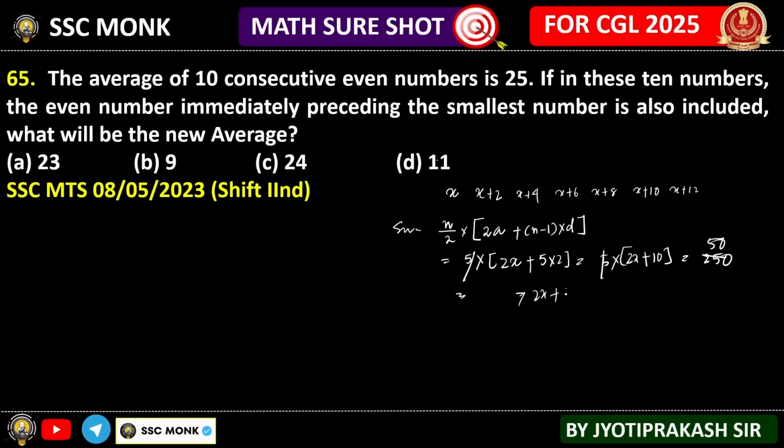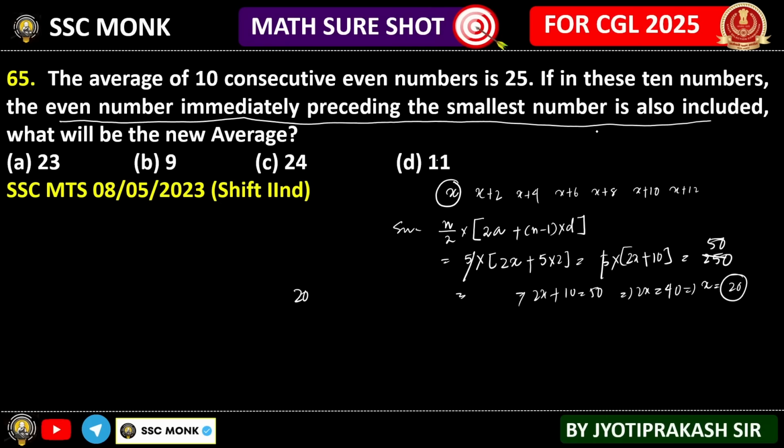So 2x plus 10 is equal to 50. 2x is equal to 40. So the value of x is equal to 40 by 2, that is 20. That means the smallest even number is what? 20. It is saying the even number immediately preceding the smallest number is also included. Here it is 20. The preceding number means the even number less than 20, that is 18. If it asked what is the following, that means after 20.